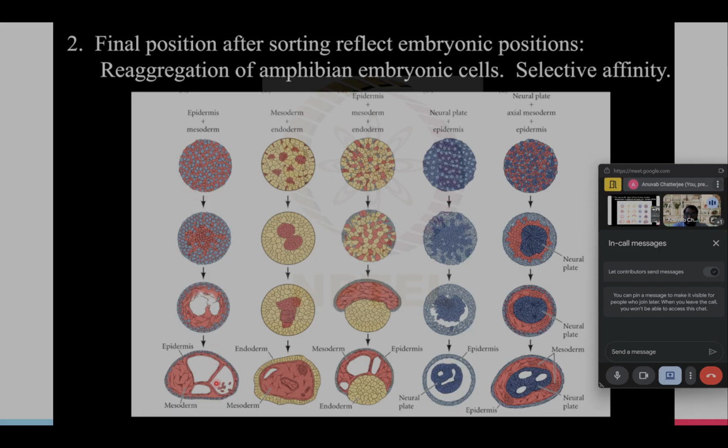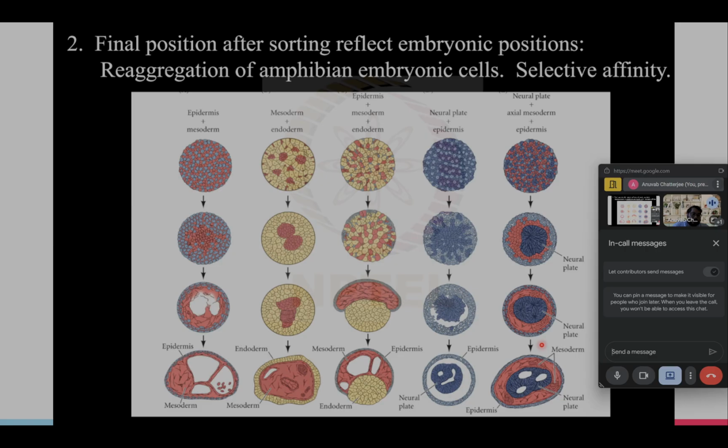Once they reaggregated, they sorted themselves out into the mesoderm being inside and the epidermis outside, similar to how it happens in the embryo. Similarly, with the mesoderm and endoderm, you have the mesoderm inside covered by the endoderm. Similarly with everything else, they reaggregate and seek out cells which are similar to each other and then sort themselves as if they were in the original embryo. So again, another example: neural plate, mesoderm and epidermis. The neural plate goes the most inside, followed by the mesoderm, and finally the epidermis. Exactly how it happens in the embryo, and they only associate with cells that are similar to each other.